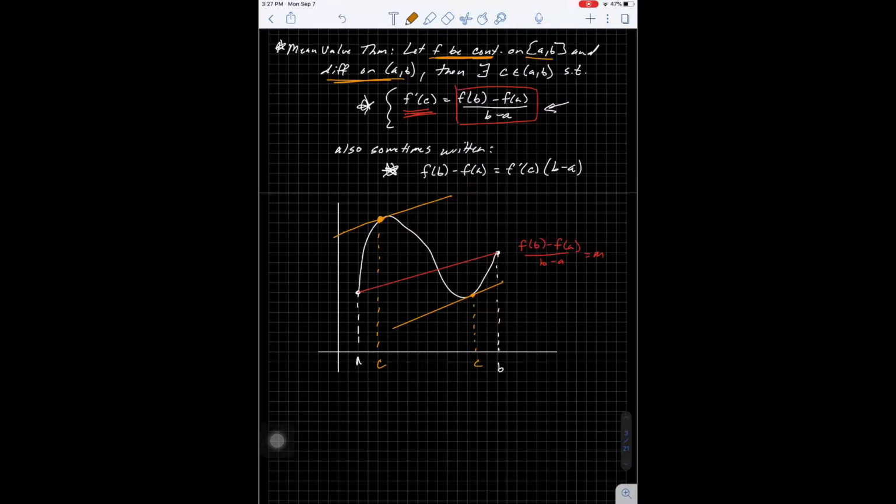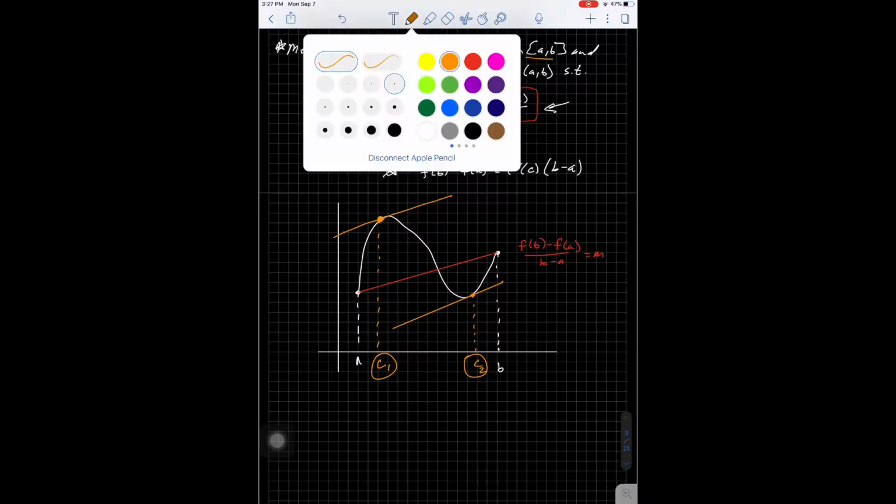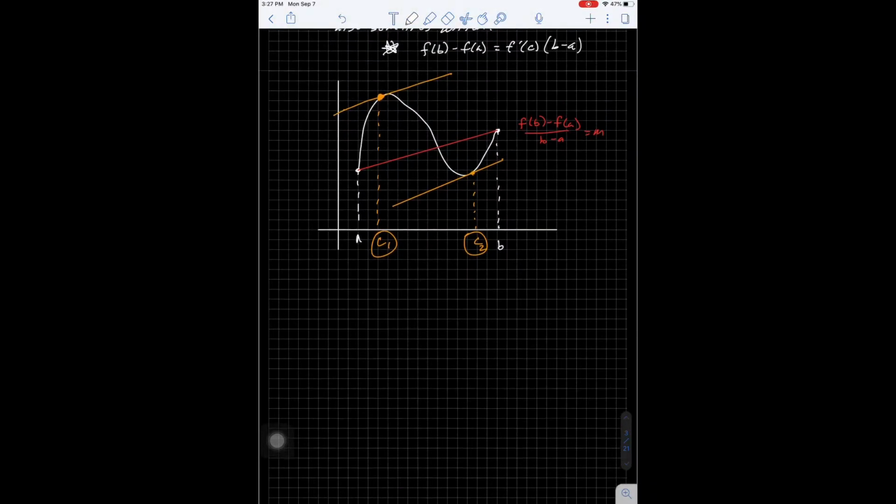So whereas Rolle's theorem pulled the endpoints equal and found a min and a max, the mean value theorem is just finding the points c1 and c2 where you have the same slope as your endpoints' slope, right? The problems look really similar. You're going to verify and then find these values. So let's walk through one of them.